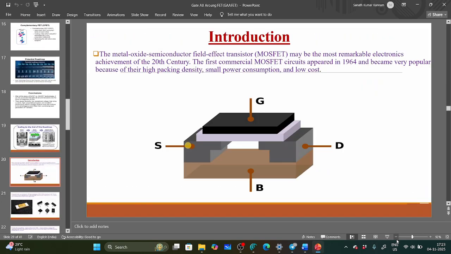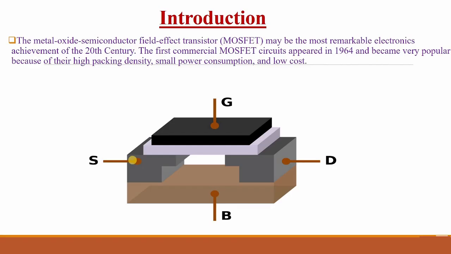basically, you know that the metal oxide semiconductor field effect transistor achieved the most remarkable electronic achievement in the 20th century. The first commercial MOSFET was introduced around 1964. So why is it very popular? It has high packing density, small power consumption, and low cost. So this MOSFET only we are using in the CMOS, and there is a scaling factor.